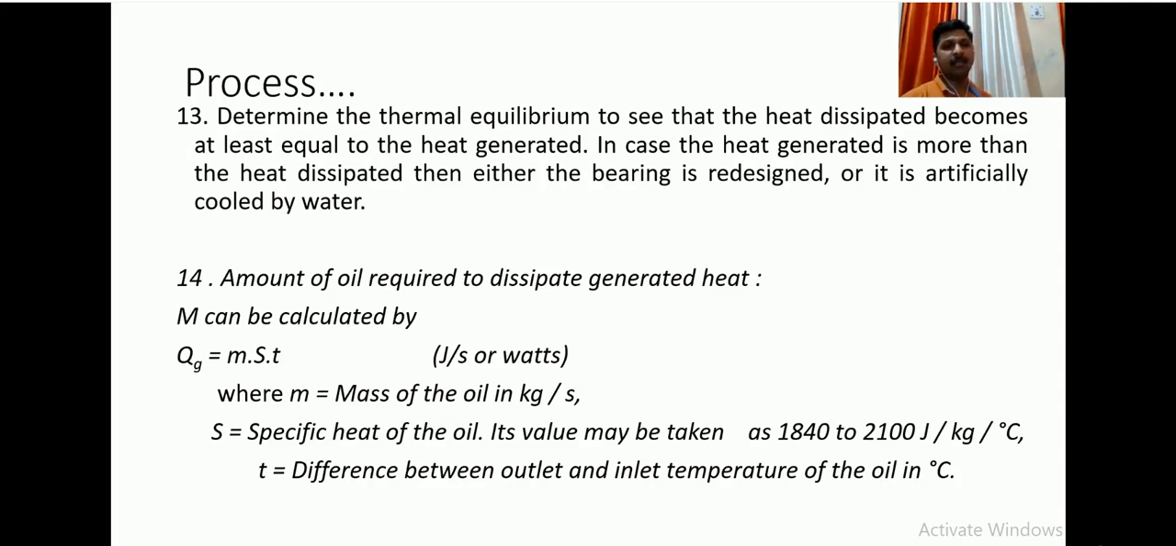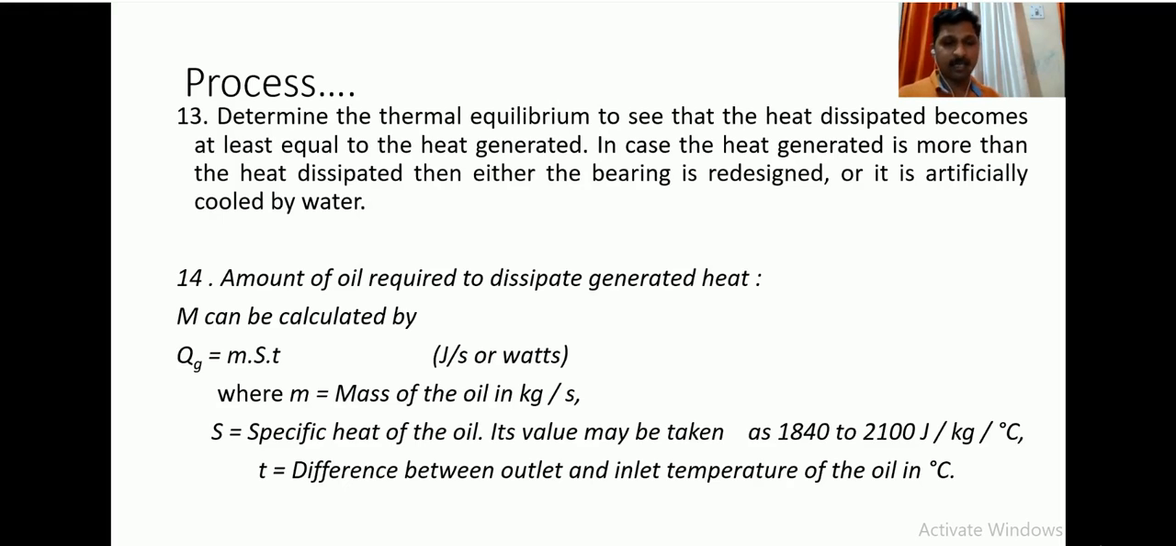Sometimes it is also asked in the problem how much lubricating oil is required for removing the heat generated. So the heat generated is equal to the heat carrying capacity of the oil, and the heat carrying capacity of the oil is the mass flow rate of the oil multiplied by the specific heat of the oil multiplied by the temperature difference between inlet and outlet of the oil from the bearing.